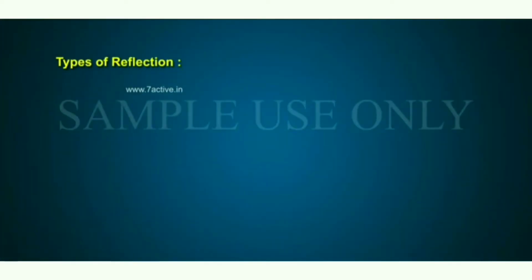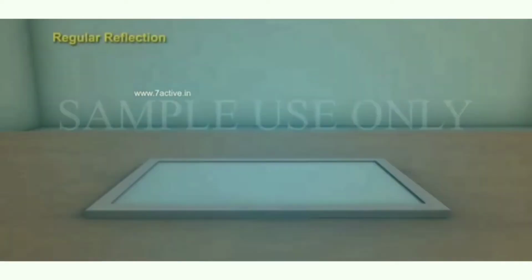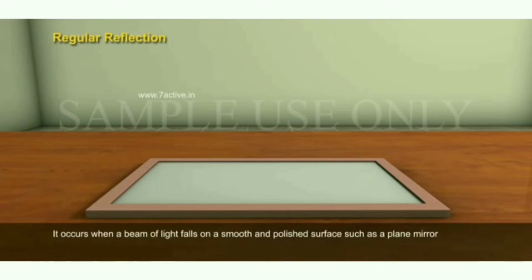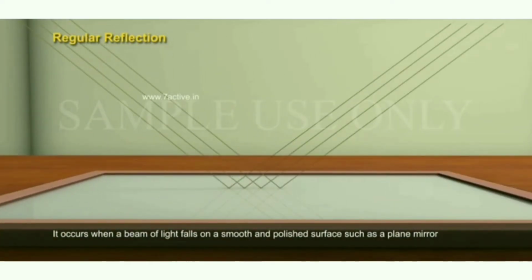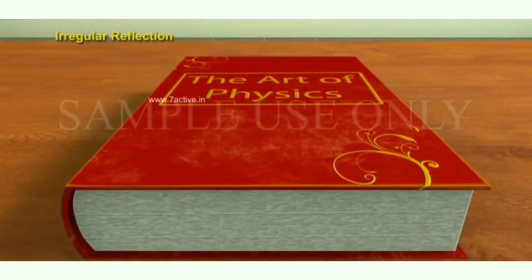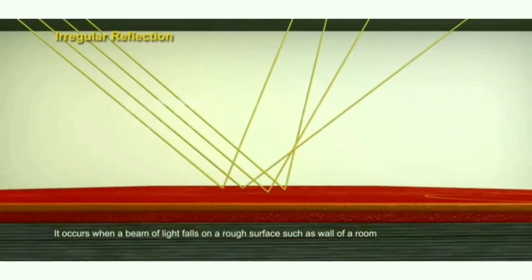Types of reflection. There are two types of reflection: regular reflection and irregular reflection. Regular reflection. It occurs when a beam of light falls on a smooth and polished surface such as a plane mirror. Irregular reflection. It occurs when a beam of light falls on a rough surface such as a wall of a room.